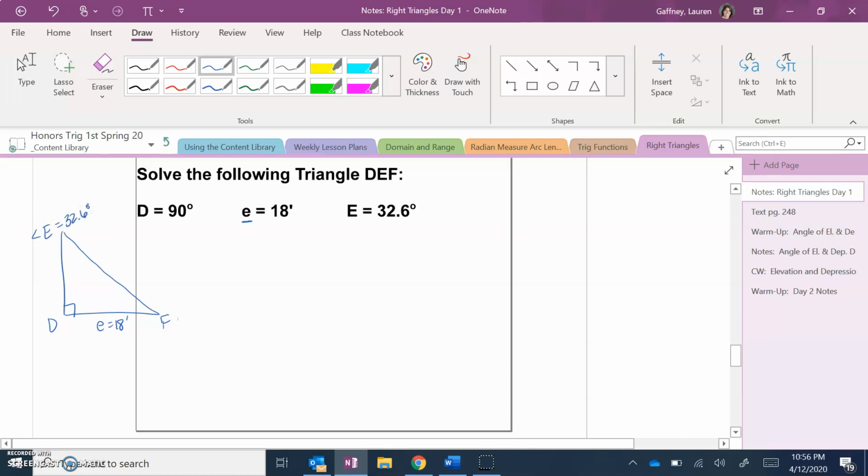Okay. So if you want to take a minute and pause and try this on your own from here, and I can walk through it in 1 second.